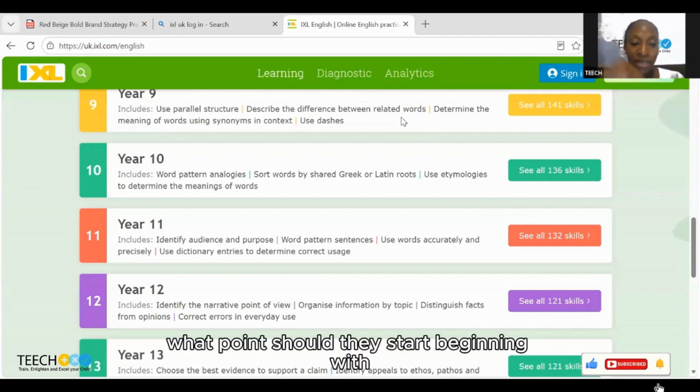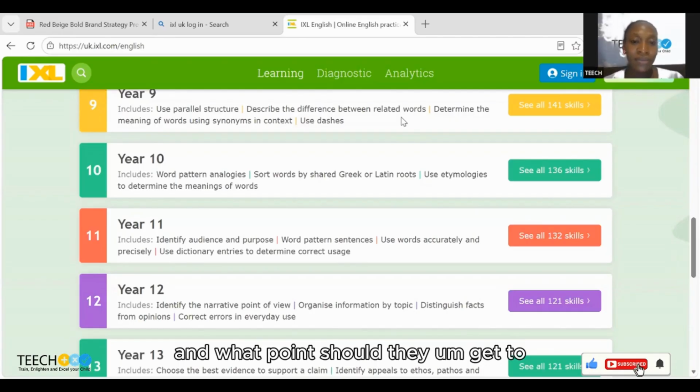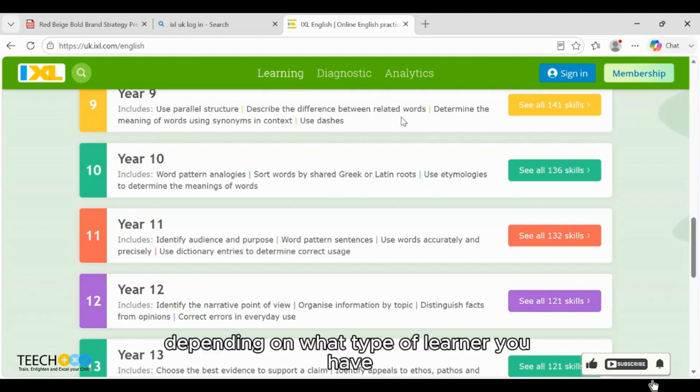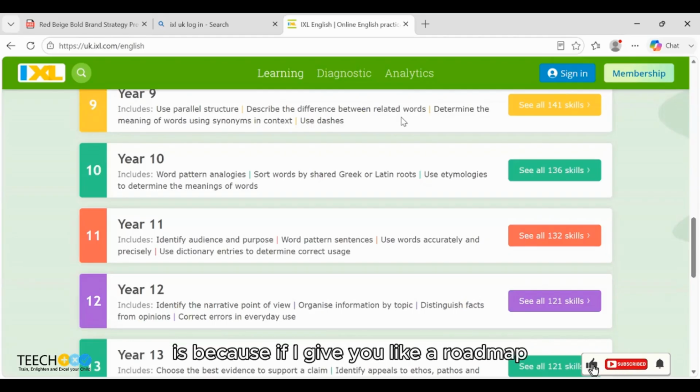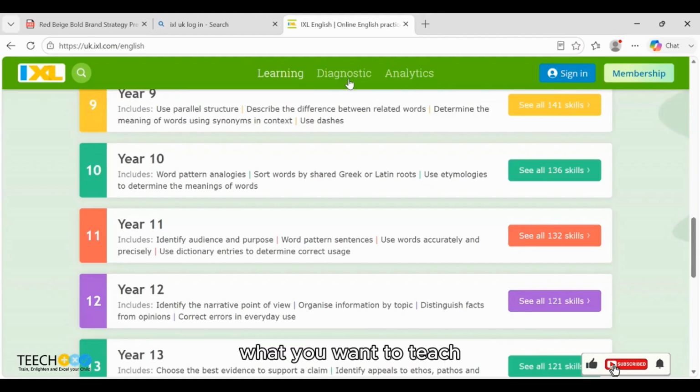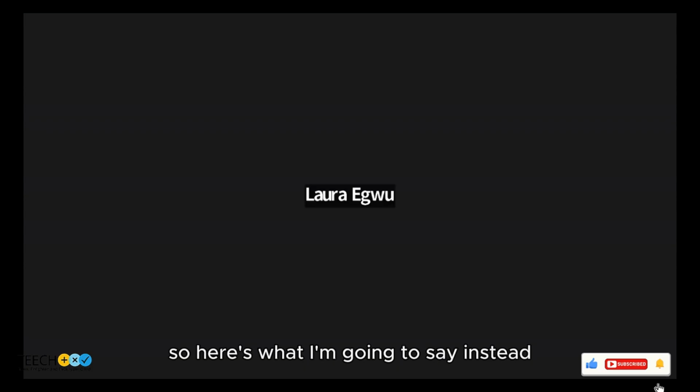What point should they begin with, and what point should they get to? Okay, so truth is, it might not be linear, depending on what type of learner you have. The reason why I'm saying it might not be linear is because if I give you a roadmap, you might bore your learner. That's a learner that already knows what you want to teach. So here's what I'm going to say instead.